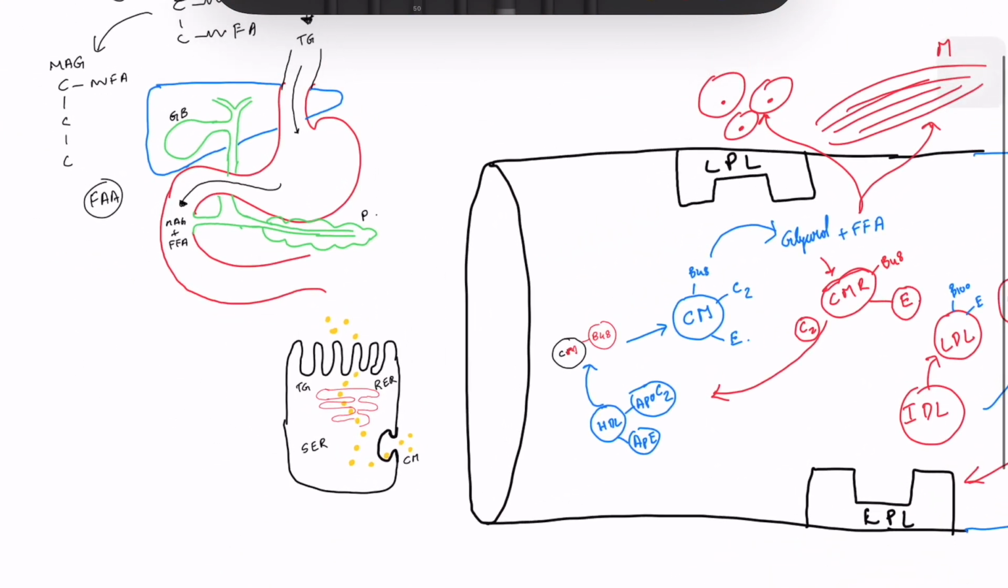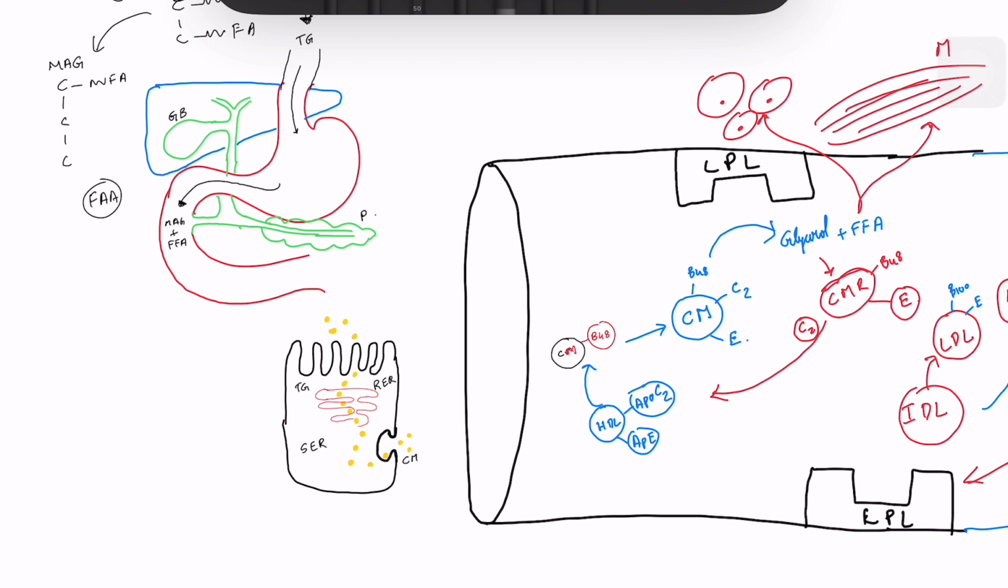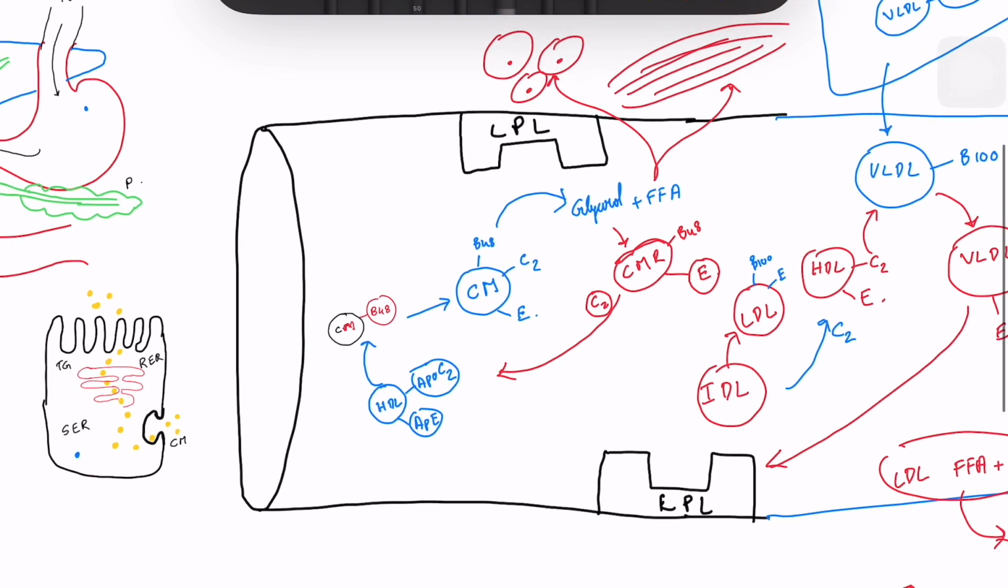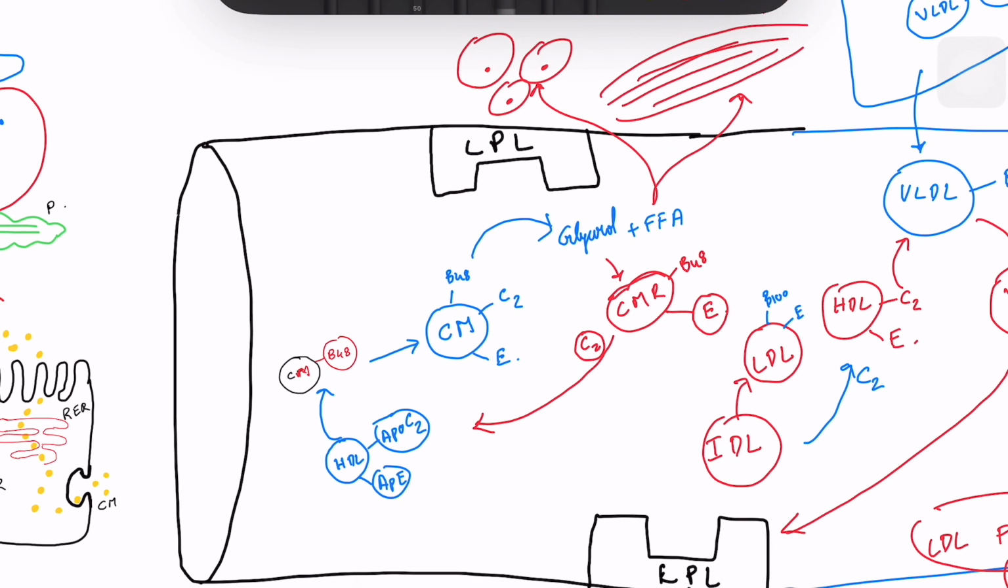So as you all remember, this is how the triglycerides come to the stomach. From the stomach they are digested and finally come into the intestinal cells. From the intestinal cells, the chylomicron reaches the blood. Here you can see an enzyme called lipoprotein lipase. This lipoprotein lipase is responsible for breakdown of the chylomicron.